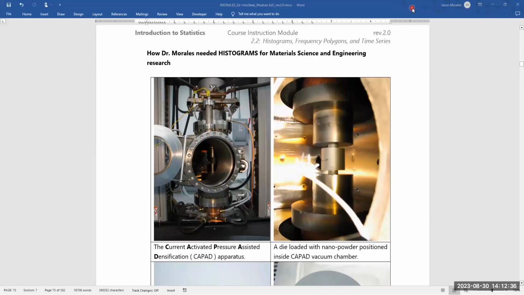Let me give you an example of where I personally used histograms in the material science and engineering research that I conducted. In our laboratory, we had a homemade laboratory device, which consisted of a vacuum chamber and two copper electrodes, one that came in from the top and another one that came in to the vacuum chamber from the bottom.